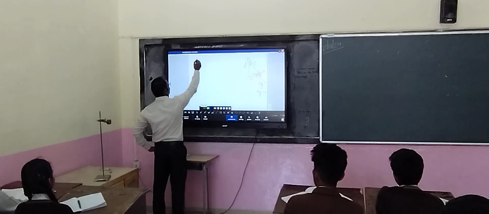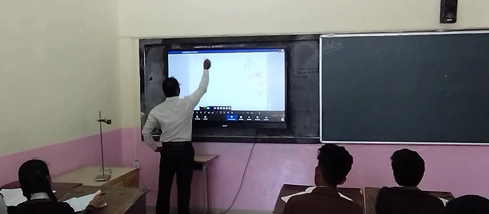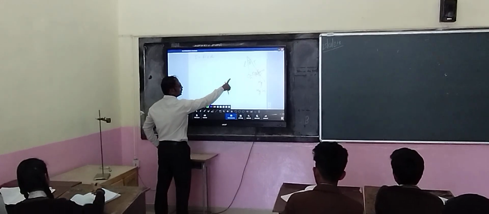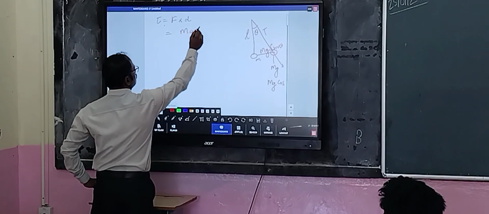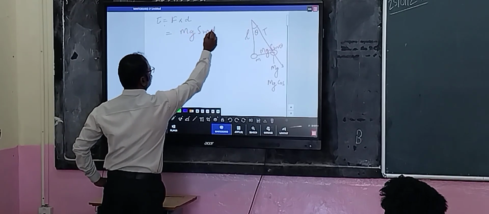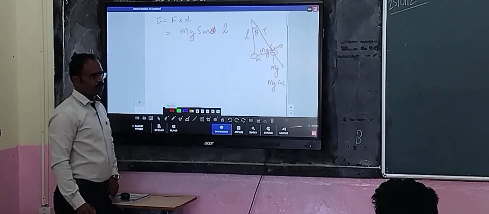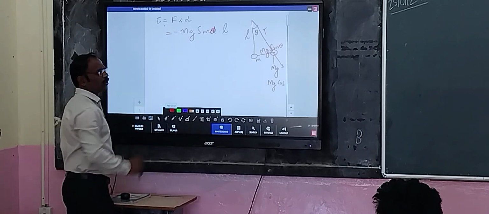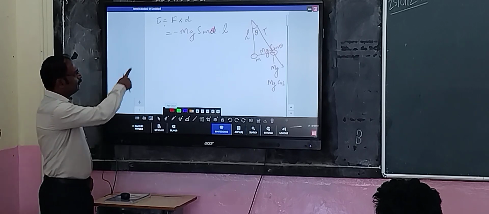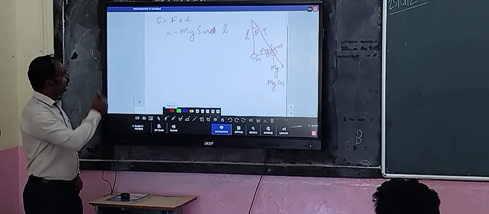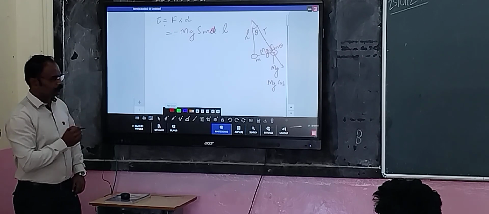Then we can write the torque. Tau is equal to force into displacement. Here force is mg sin theta. Here the distance d is equal to the length of the pendulum. We know that the torque is always opposite to the direction of force. That's why we have to add a negative sign here. So torque is equal to minus mg sin theta into L.